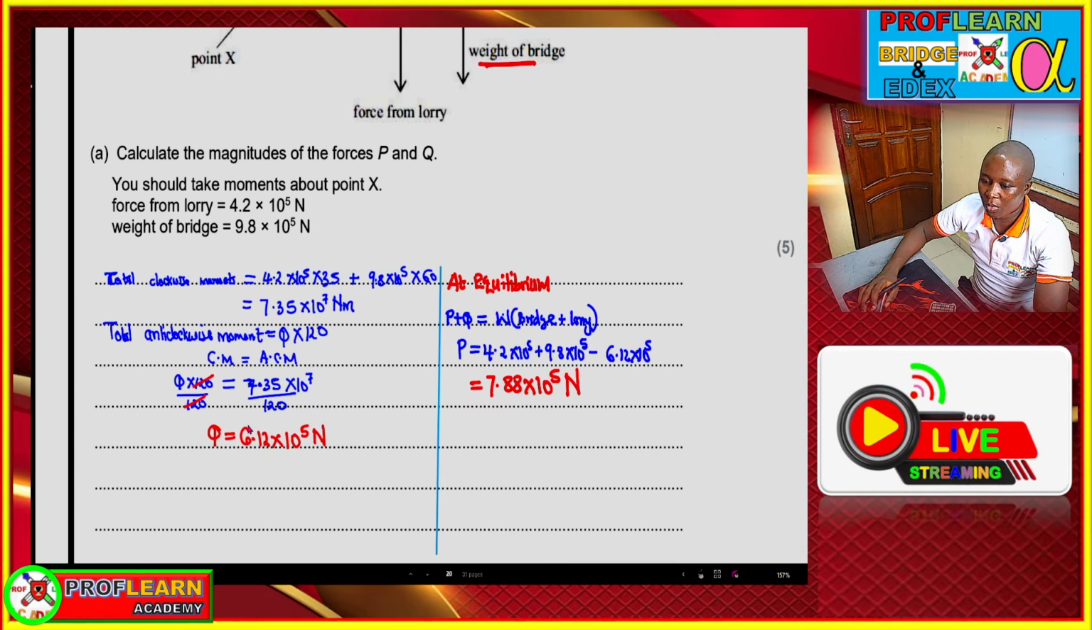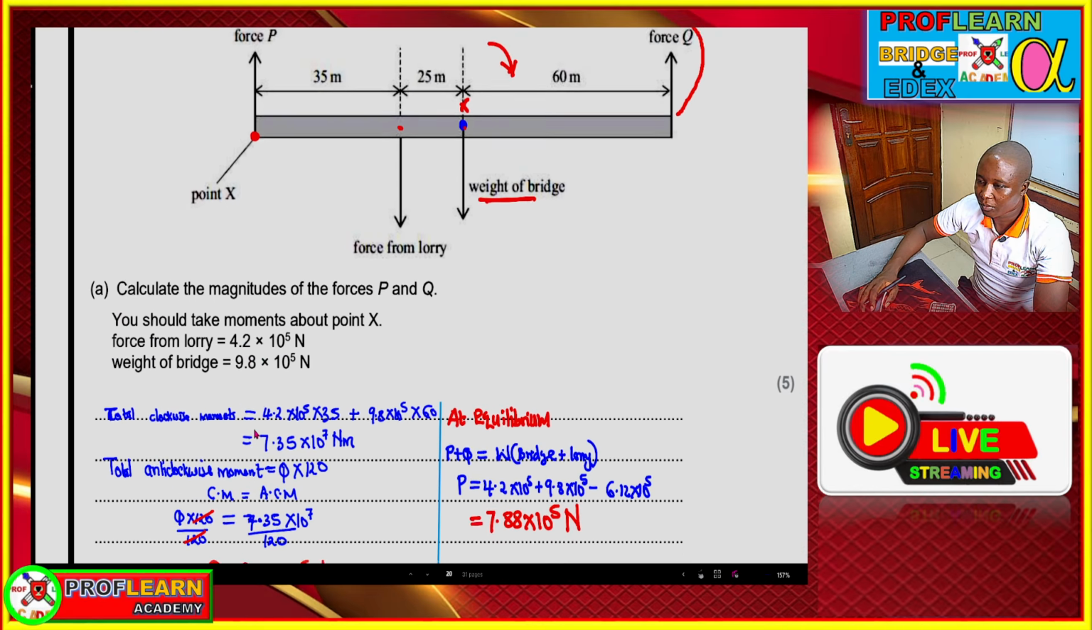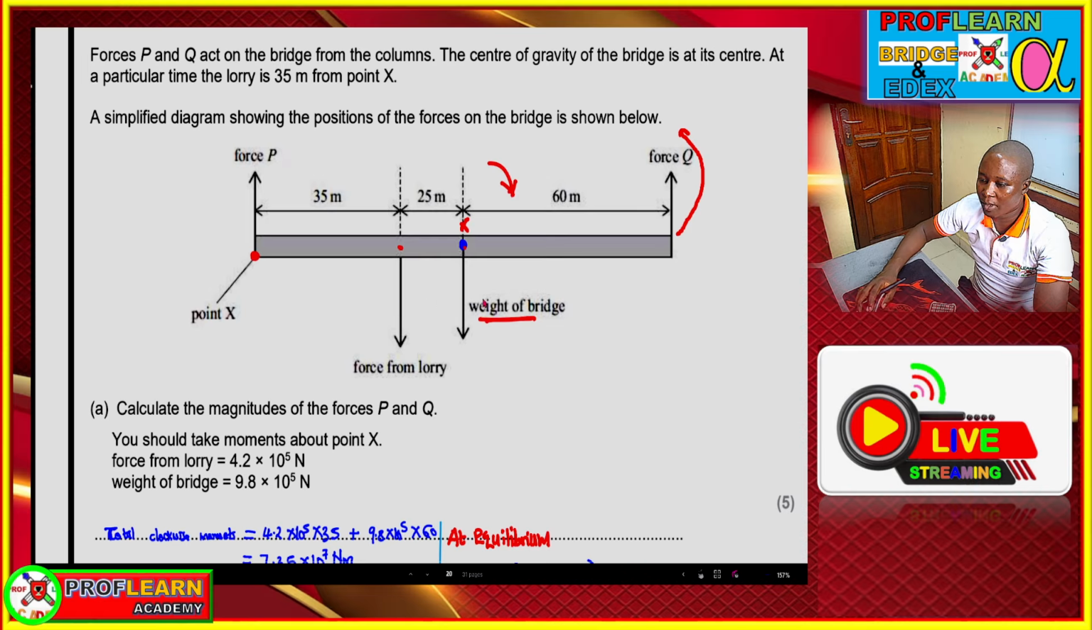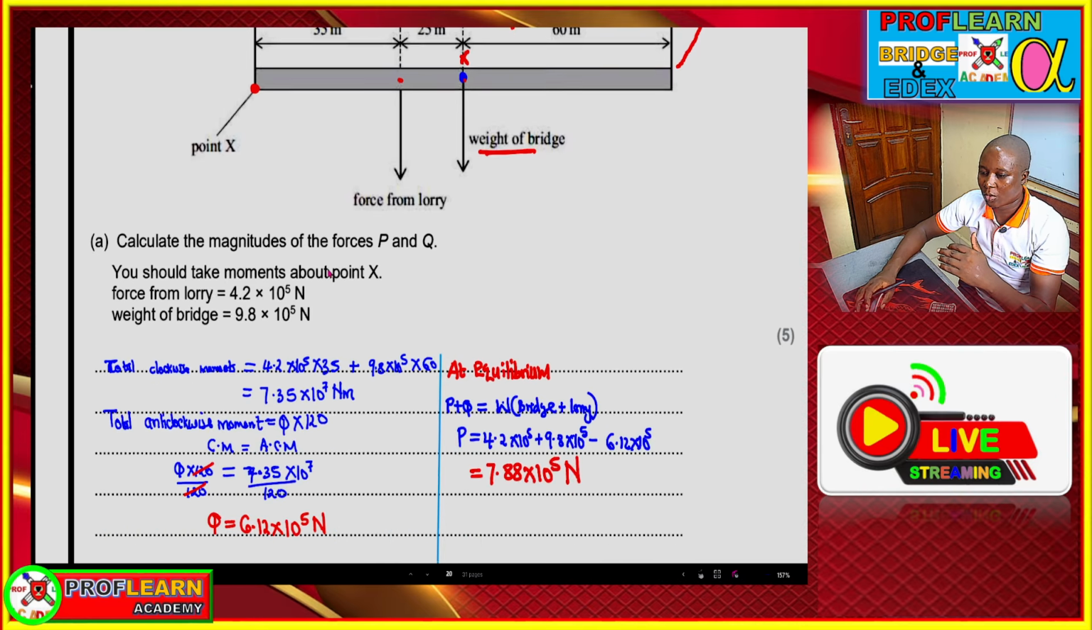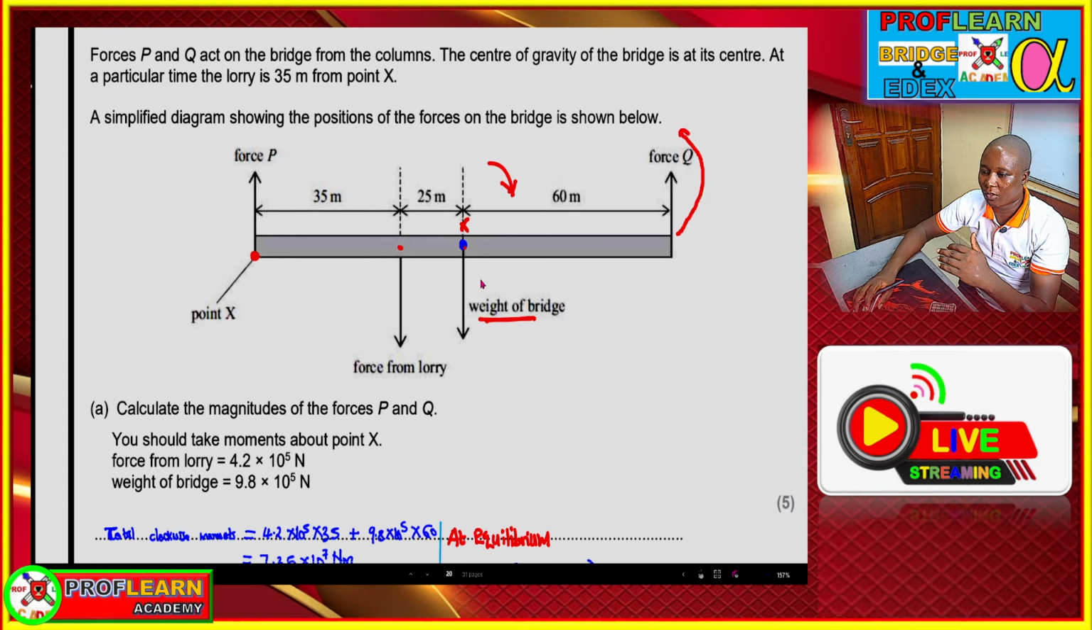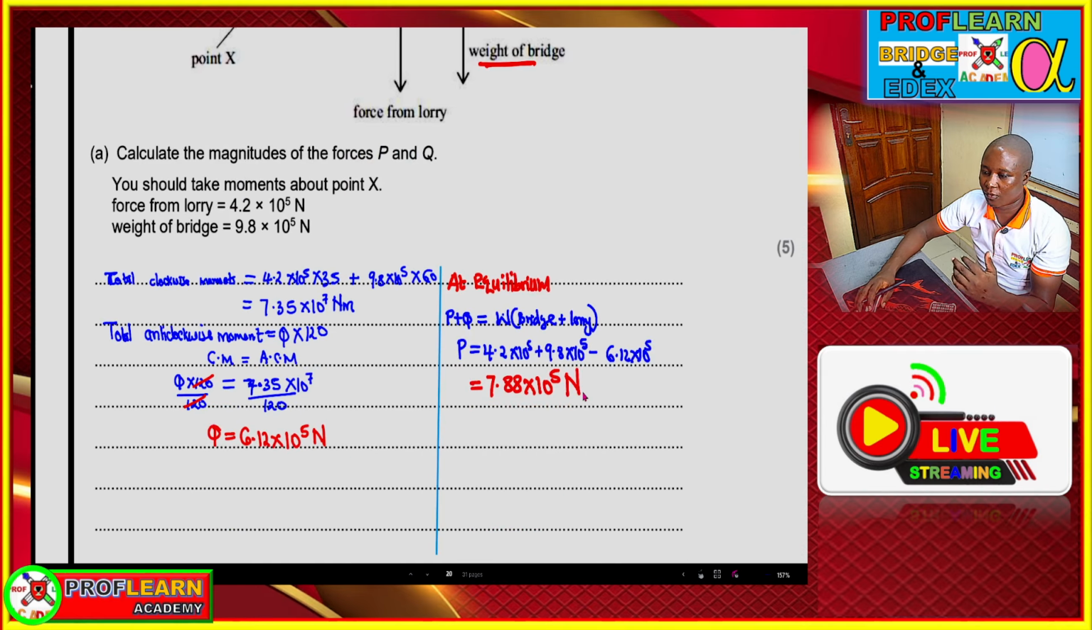Since we know what Q is, and we know the weight of the bridge and the weight of the rolling, we are going to say the sum of downward forces should be equal to the sum of upward forces. So we add the weight of the bridge plus the weight of the rolling, which equals P plus the value of Q that we have gotten. If you do that, you are going to get 7.88 times 10 raised to the power 5 in that case.